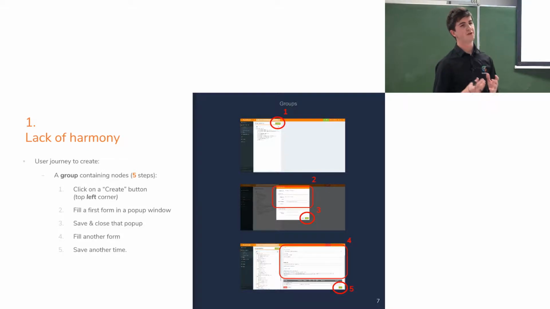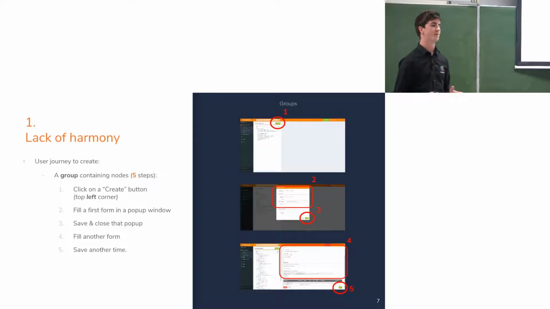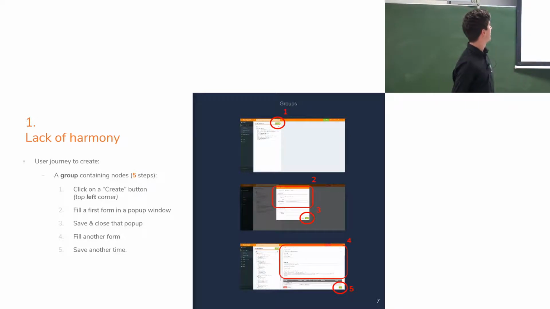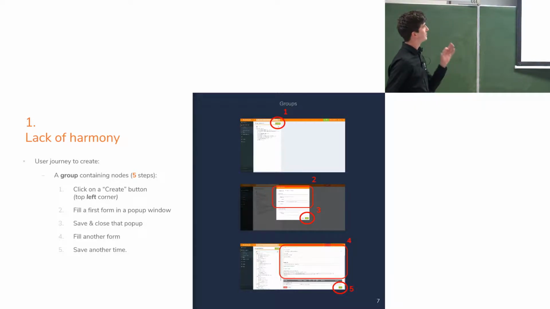This form contains mandatory fields, so he has to fill the form to save and close the pop-up. After that, his first group was created, but without any node inside. So he has to fill another form and save another time to create his first group with nodes. So 5 steps to create a group: click on the create button, fill a first form inside a window, save and close this window, fill another form and save another time. 5 steps. That's not really great. But at least, Mike thinks he knows how to create objects in Rudder, so next time it should be quicker, right?